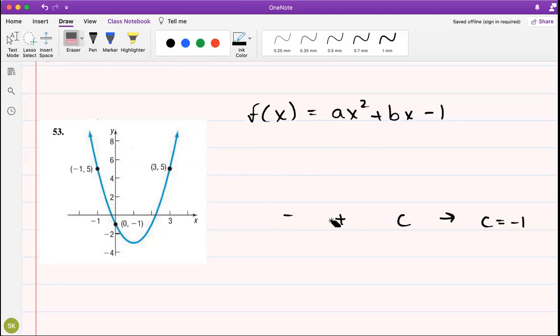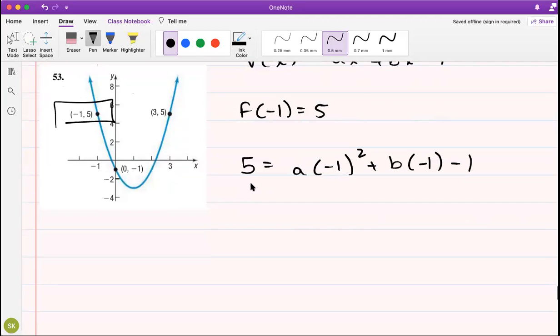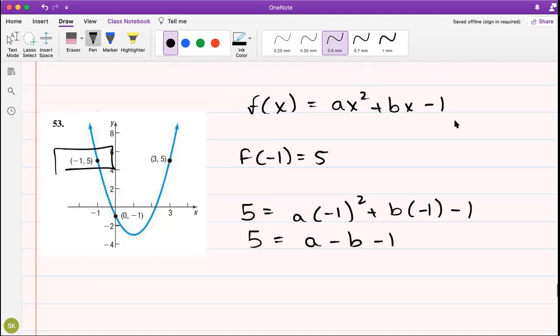We're going to use the other 2 points to figure out the a and the b as well. So we have (3, 5) and (-1, 5). All right, so if we plug in -1, we get 5. That's from this point here. So I'm going to set this equal to 5, and then I get a times -1 squared, plus b times -1, subtract 1. So I get 5 is equal to a minus b minus 1.